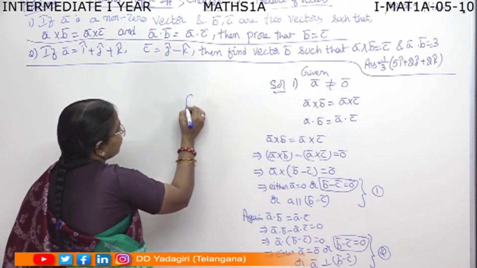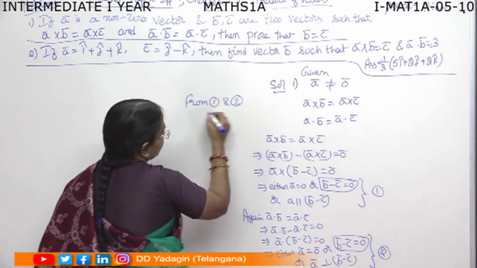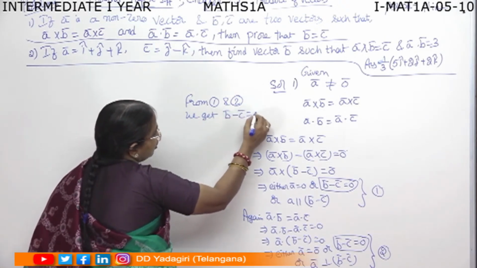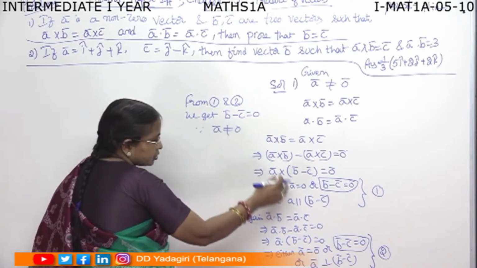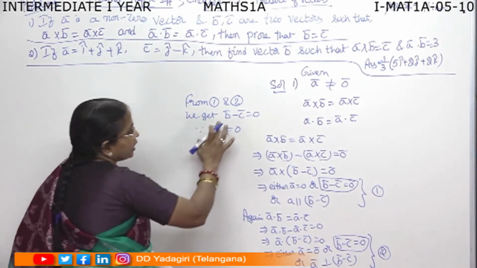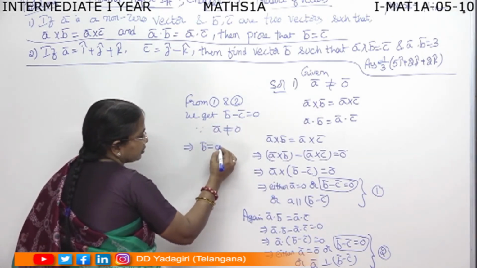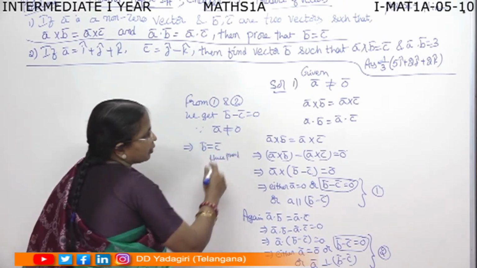So we'll write, from 1 and 2 we get B minus C is equal to 0, because A is not equal to 0. This is also common, but it is given that A is not equal to 0. So it has to be this. So this implies that B is equal to C. Hence it is proved. So like this we do this problem.